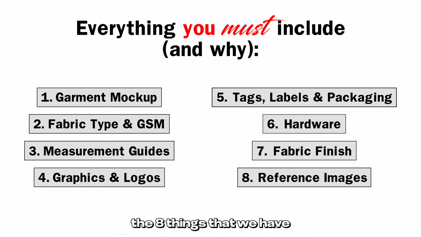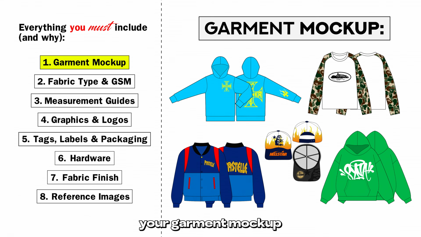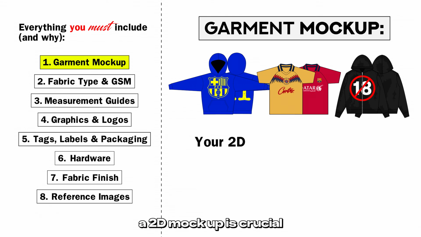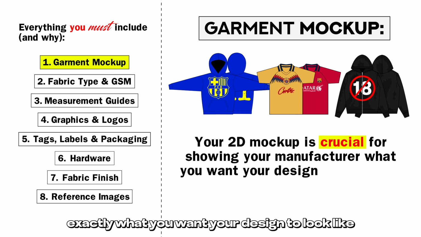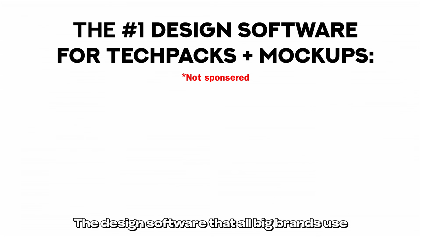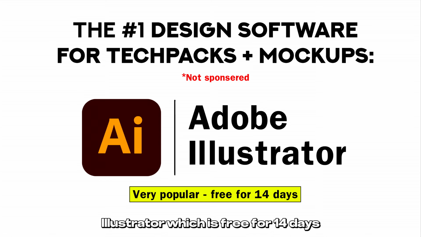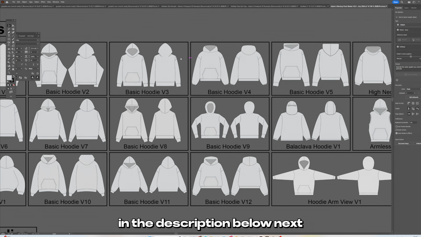So I'll explain the 8 things that we have on every single tech pack and why we have them. So first, of course, you have your garment mock-up. I'll show you in a second how you can easily create one just like this, but a 2D mock-up is crucial for showing your manufacturer exactly what you want your design to look like in a way that's clear and easy to understand. The design software that all big brands use is called Adobe Illustrator, which is free for 14 days, paired with Adam's clothing mock-up pack, which you can find in the top link in the description below.